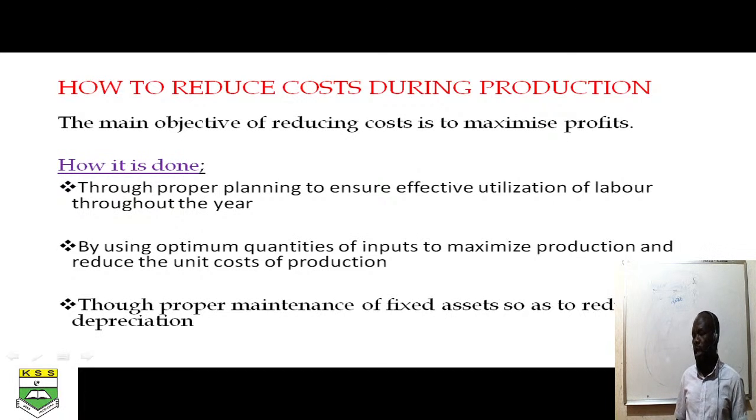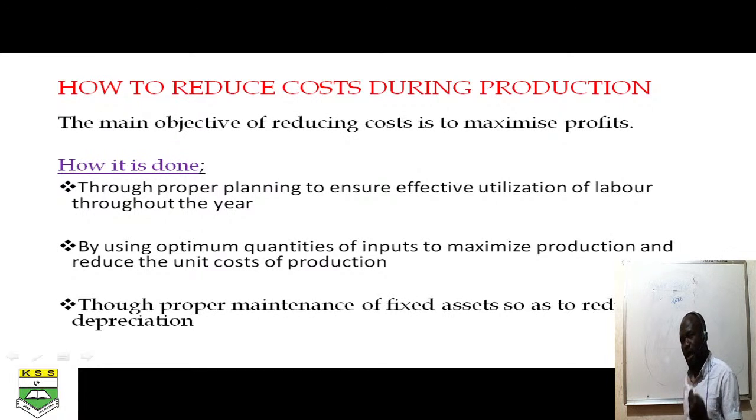So two, using optimum quantities of input. Now, there's what we call economies of scale. If you're purchasing things in large quantities, you get some discounts. For example, if I'm buying maybe one tray, they may sell to me a tray at 1,000. But if I'm buying 100 trays, someone can sell to me at 10.